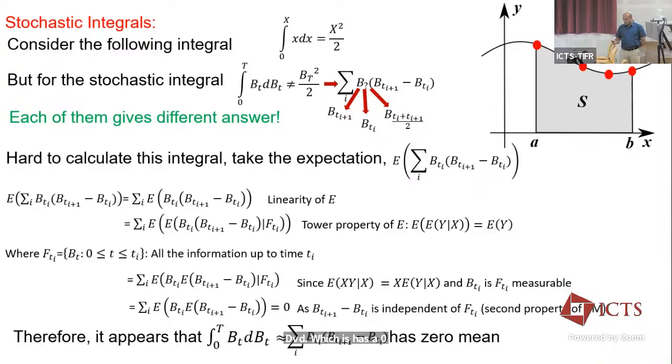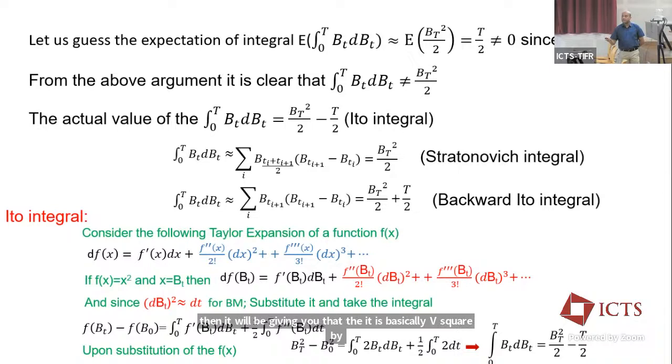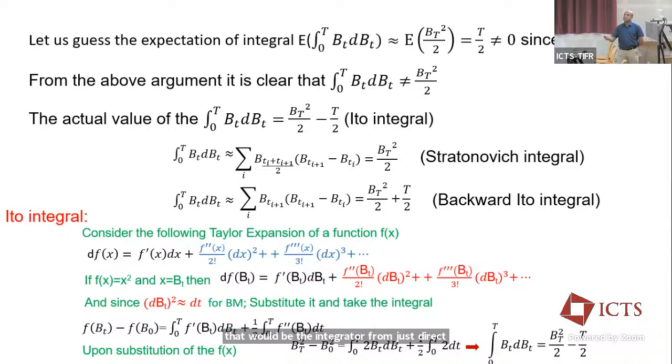So we can look at this in another way. Suppose we know that this is wrong, but purposefully we still try to calculate the expectation of this quantity. If we calculate it, it will give B_t square by 2, integrated by just direct integration, and then we take the expectation of that.